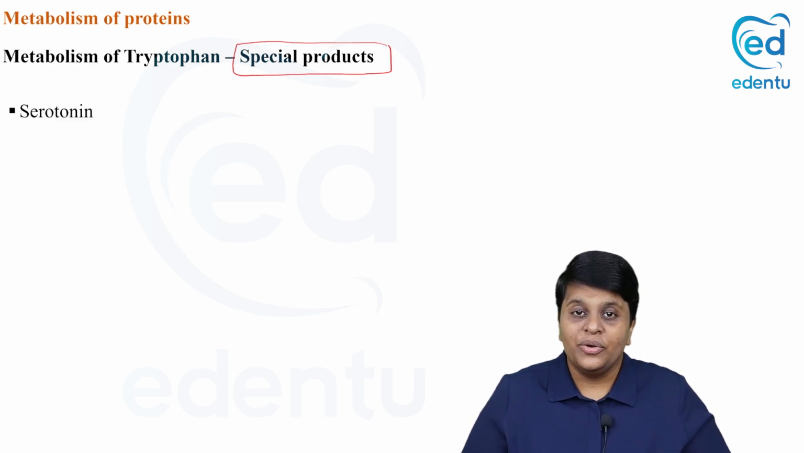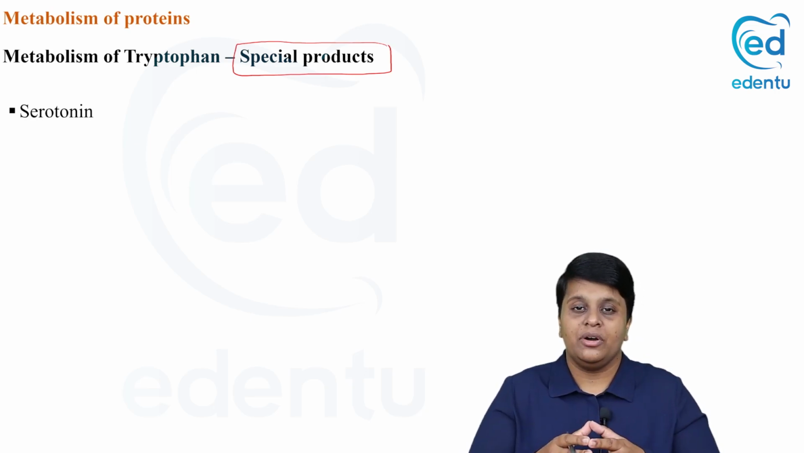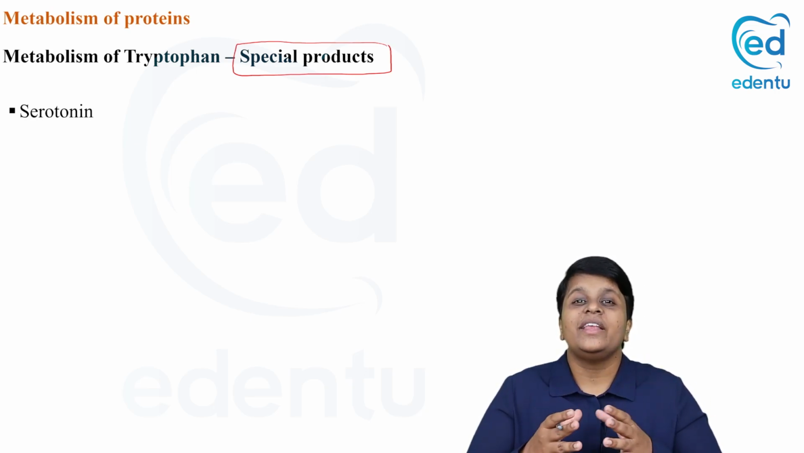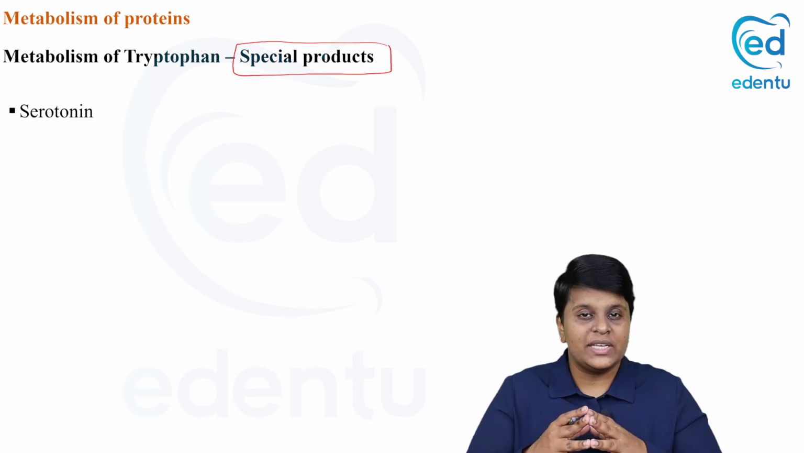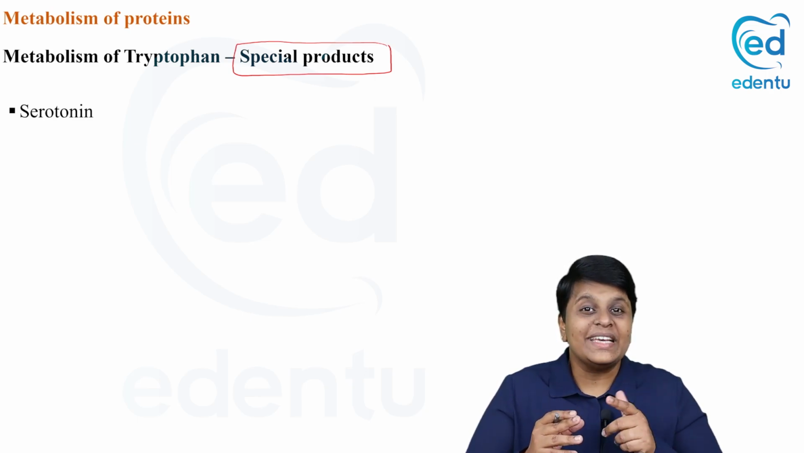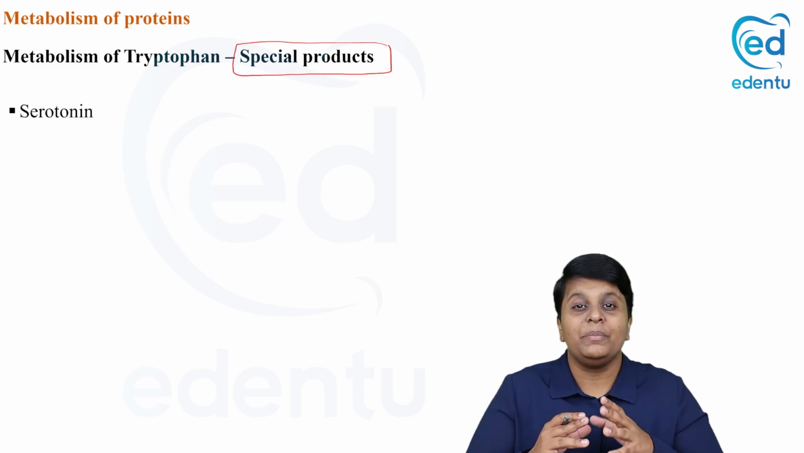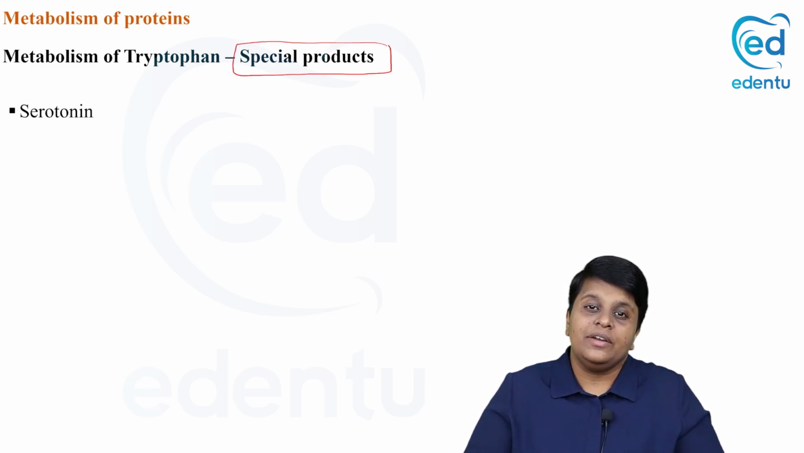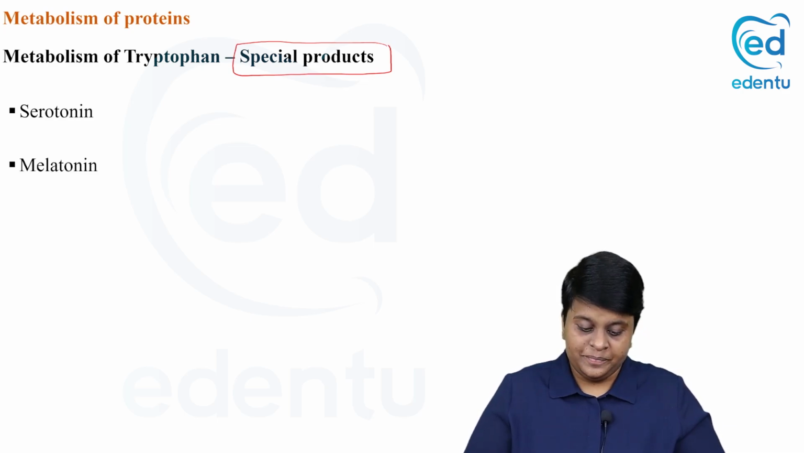One is serotonin. Serotonin is another happy hormone. We already saw dopamine, which is a happy hormone, right? And that is produced from the amino acid, do you remember? Yes, it is tyrosine. So the catecholamines, dopamine, norepinephrine, epinephrine, from tyrosine. Another happiness hormone is secreted from tryptophan.